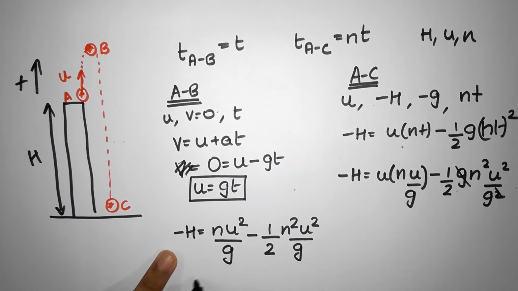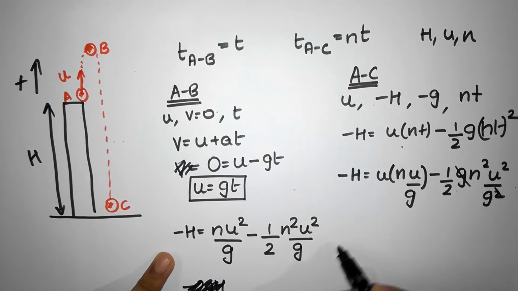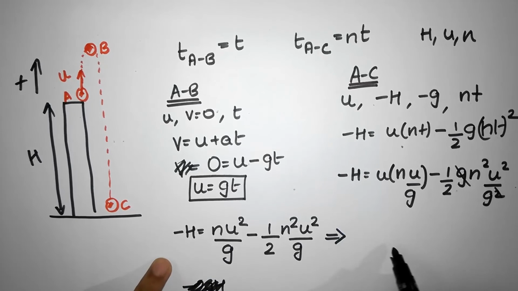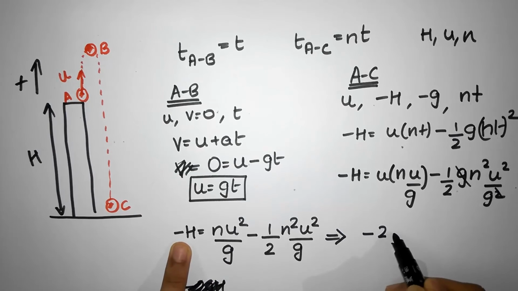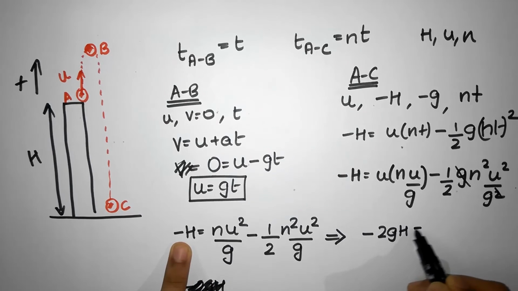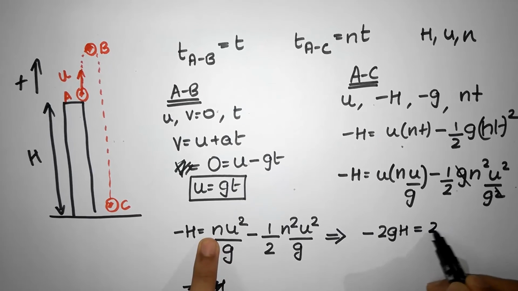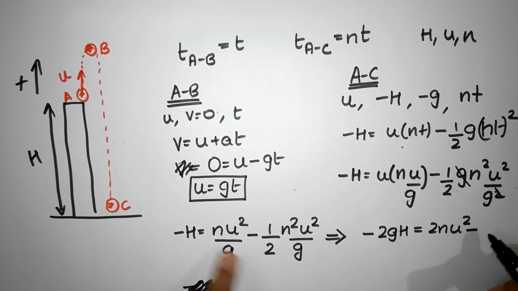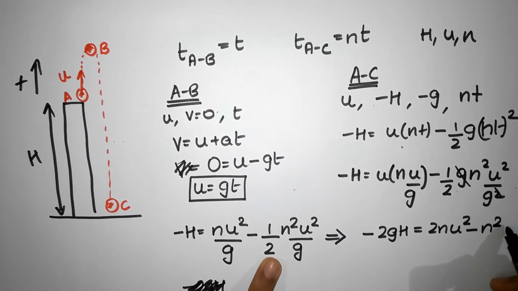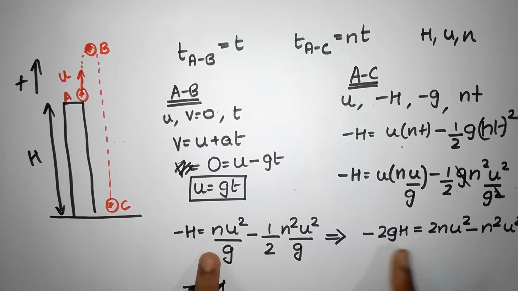We will get minus 2gh. I take a common denominator. I hope you can see. Ooh, you can't see this. So let me continue this over here. So I'm going to take a common denominator of 2g and I'm going to shift it over there. So 2gh is going to be 2n u squared minus n squared u squared. I hope I haven't made any mistakes here.